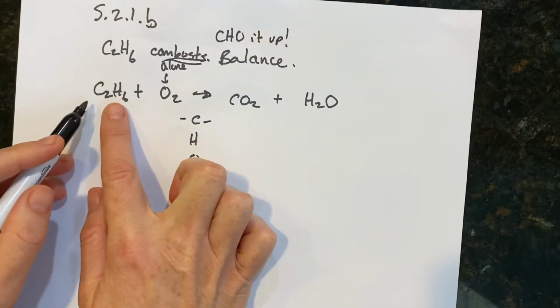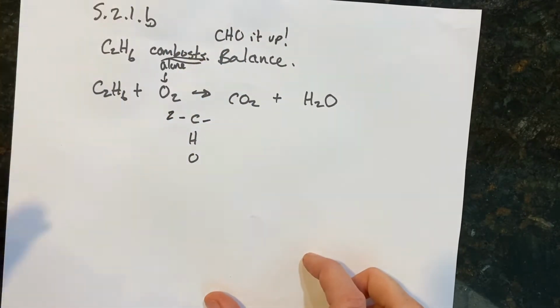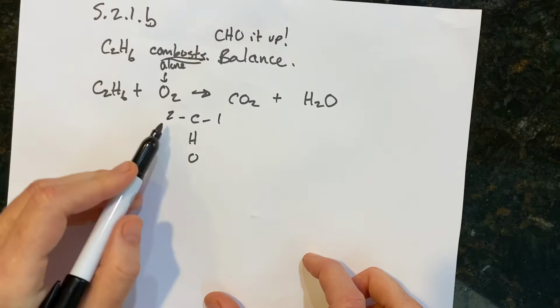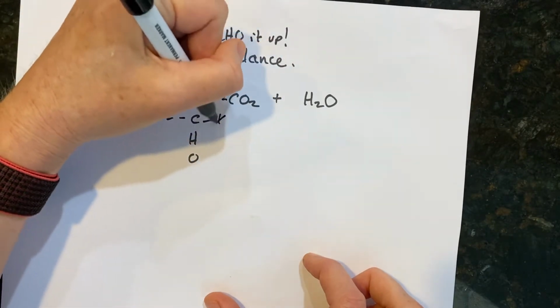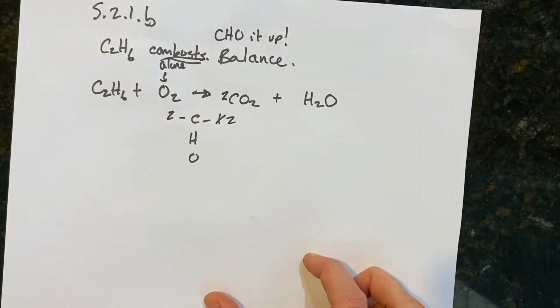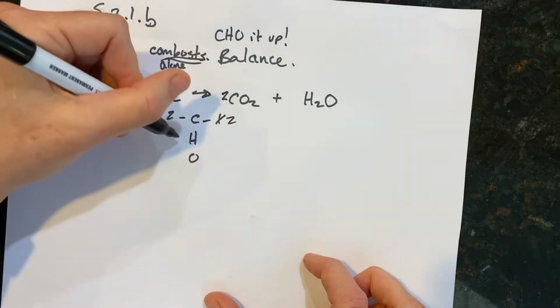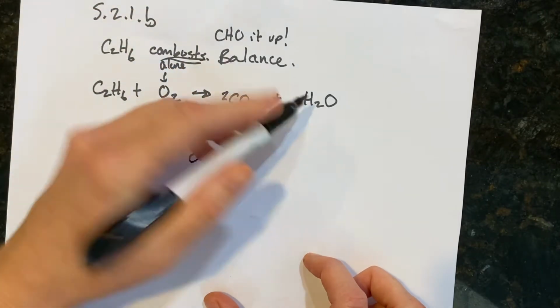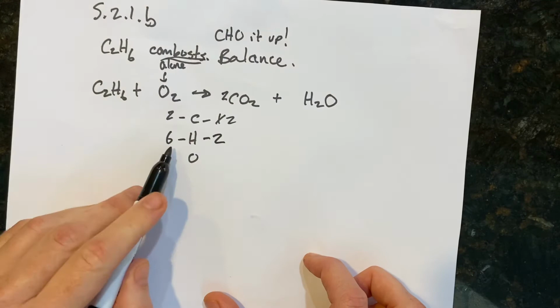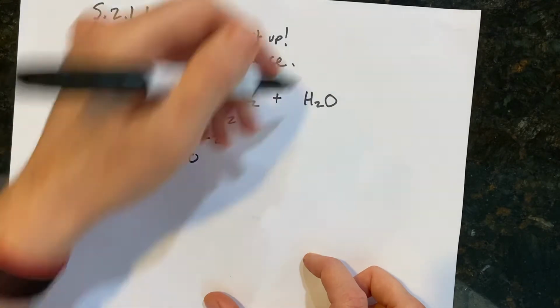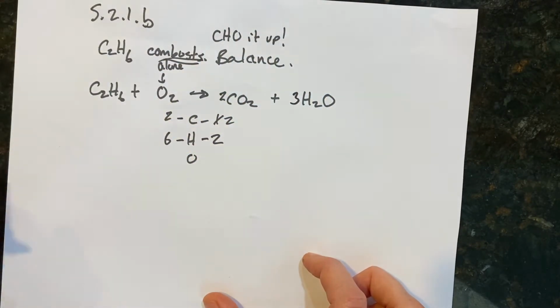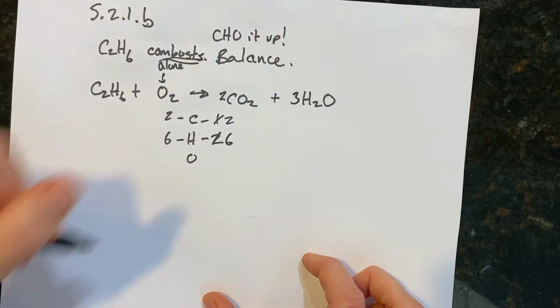Our carbon, on our left-hand side, we have 2. On our right-hand side, we have 1. 2 divided by 1 is 2, so we put the 2 right there. Now our hydrogen, on our left-hand side, we have 6. On our right-hand side, we have 2. 6 divided by 2 is 3. That resulting answer we put there. That gives us 6. Now we get to oxygen.